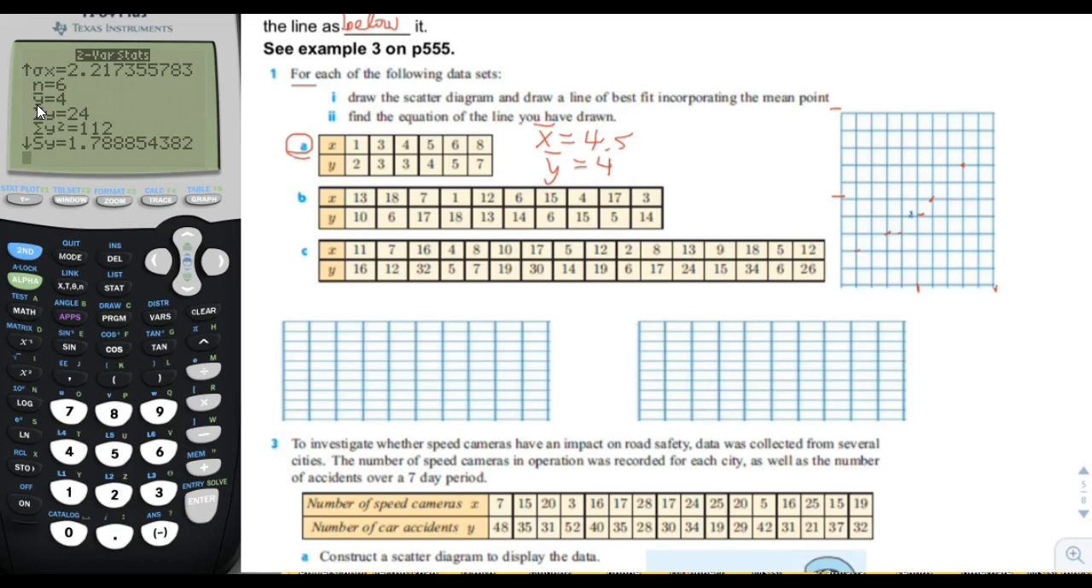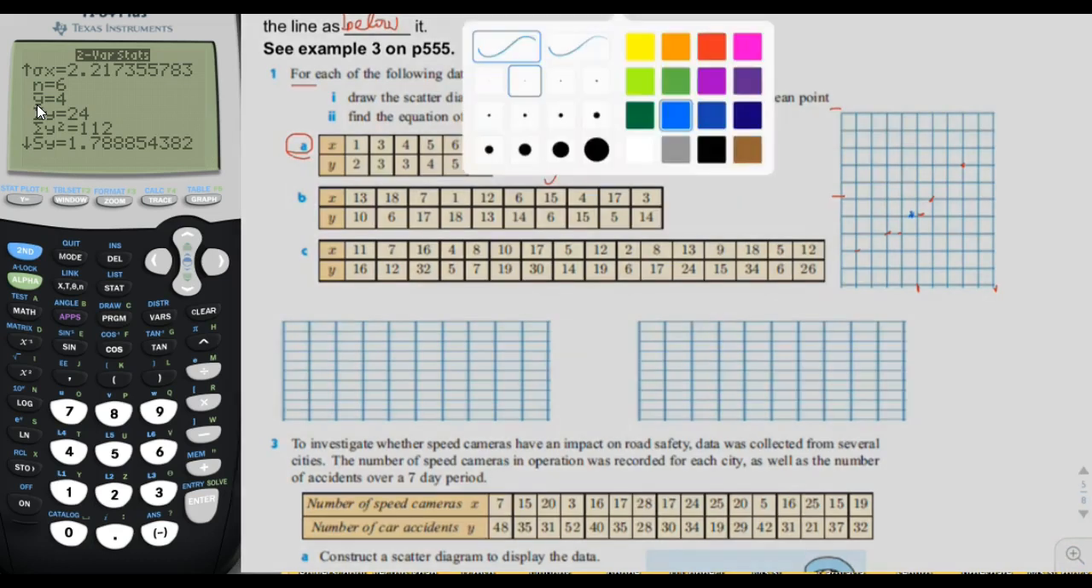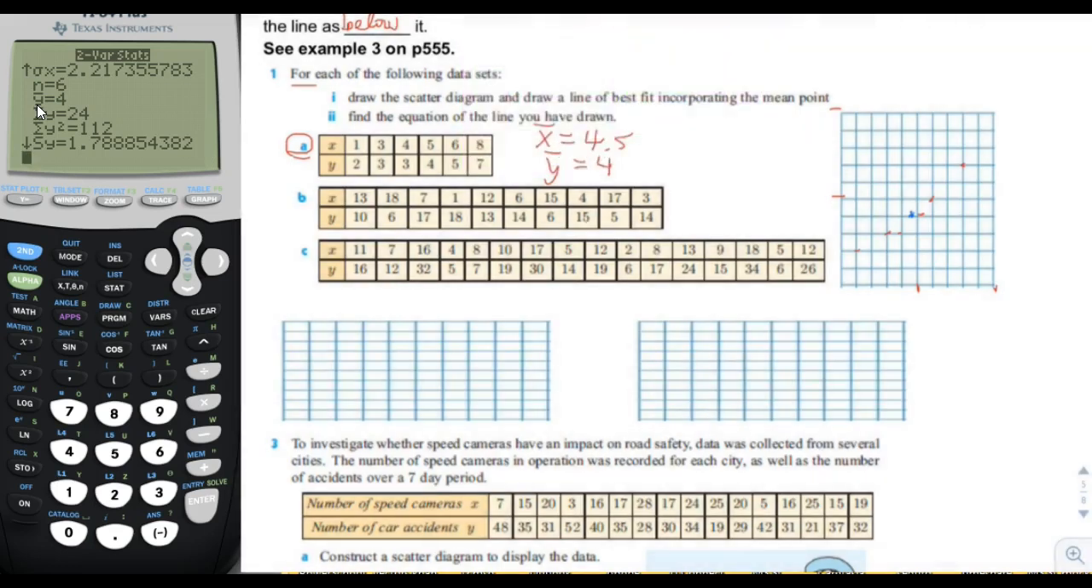Right there. Right? And then I'm going to draw my best fit line. And the best fit line is a straight line which goes through the mean point, which is blue here, and it's going to have about the same number of red points above it as below it, and that's my guess. Okay? Now, what do I do with this? I am going to find the equation of this line, and we can't use the calculator to do this because this is a sketch, right?